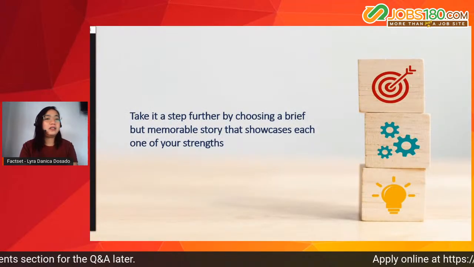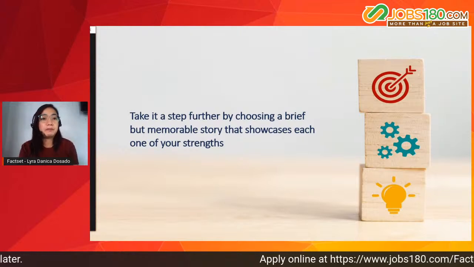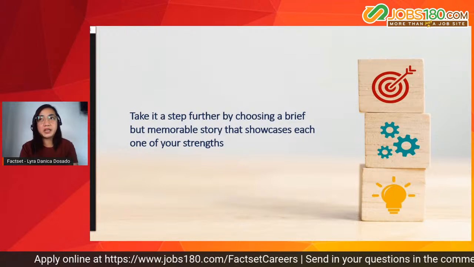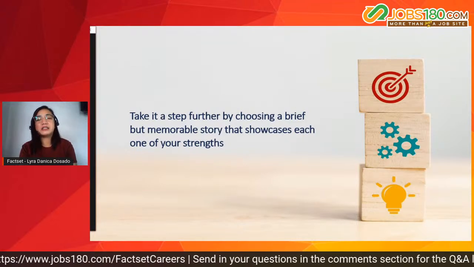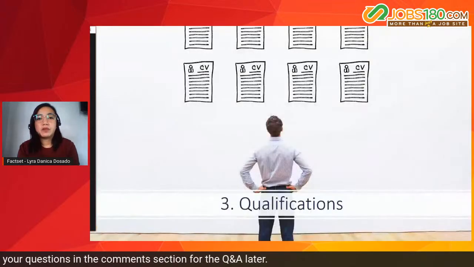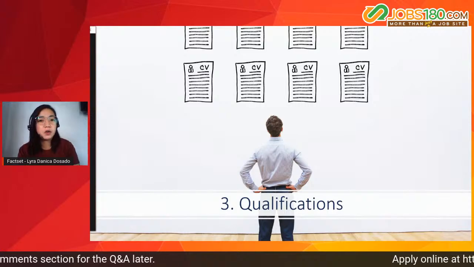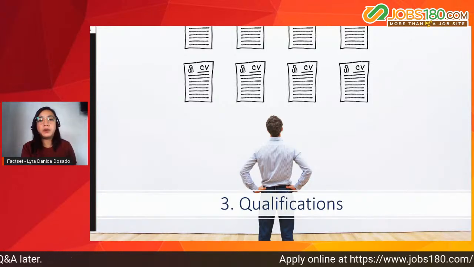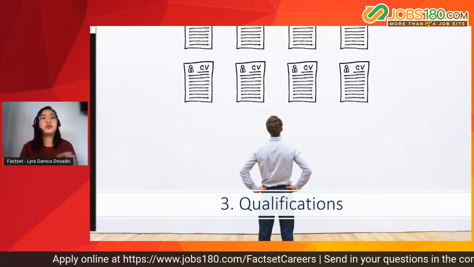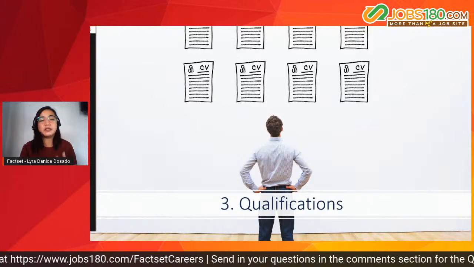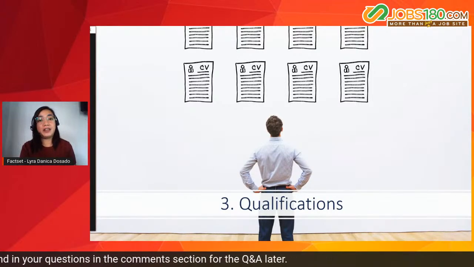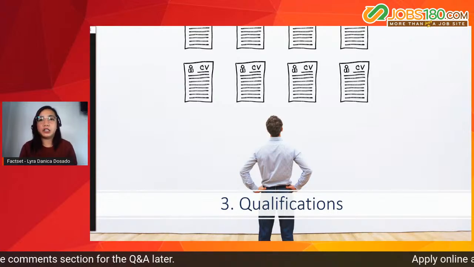Again, take it a step further by choosing a brief but memorable story that showcases each one of your strengths. Stories that show off multiple strengths are also a great idea to share. So please remember that. Next one is the qualifications. For the qualifications, the purpose of a job interview is to demonstrate why you are the right person for the job. The best way to do that is to show how your skills, education, and experience have prepared you to do this job better than any other candidate under consideration.